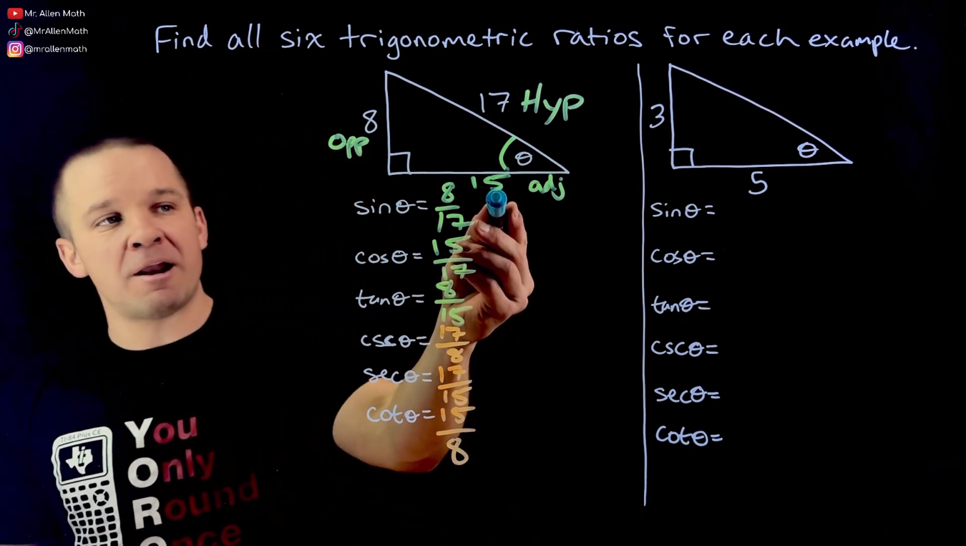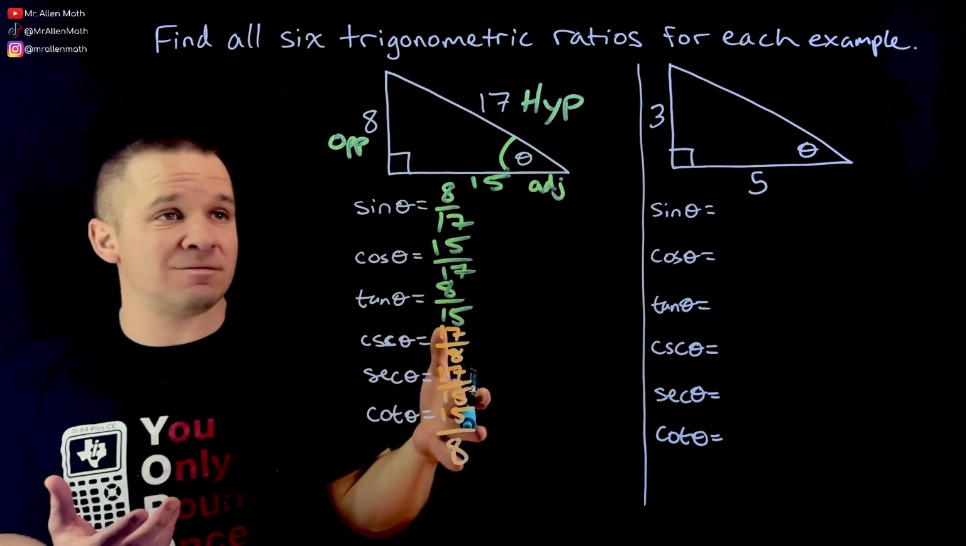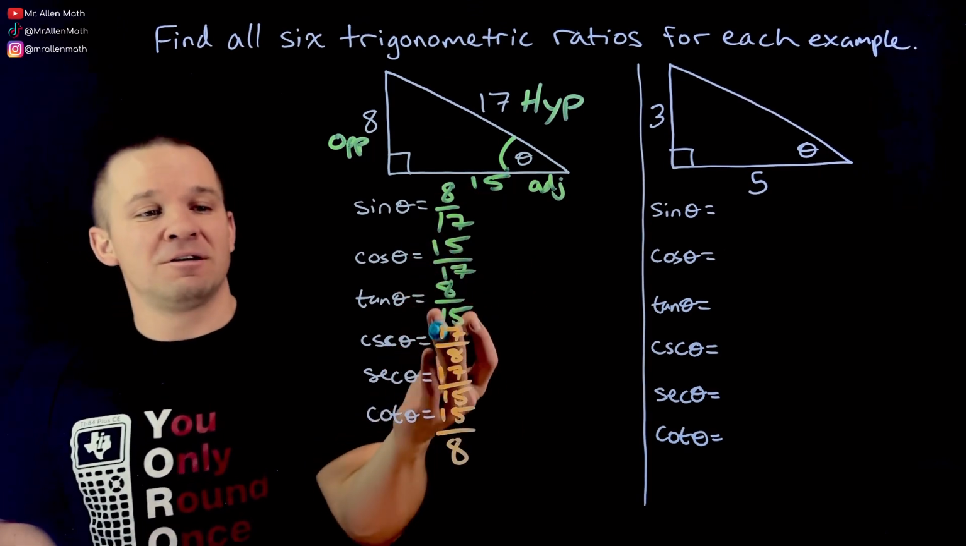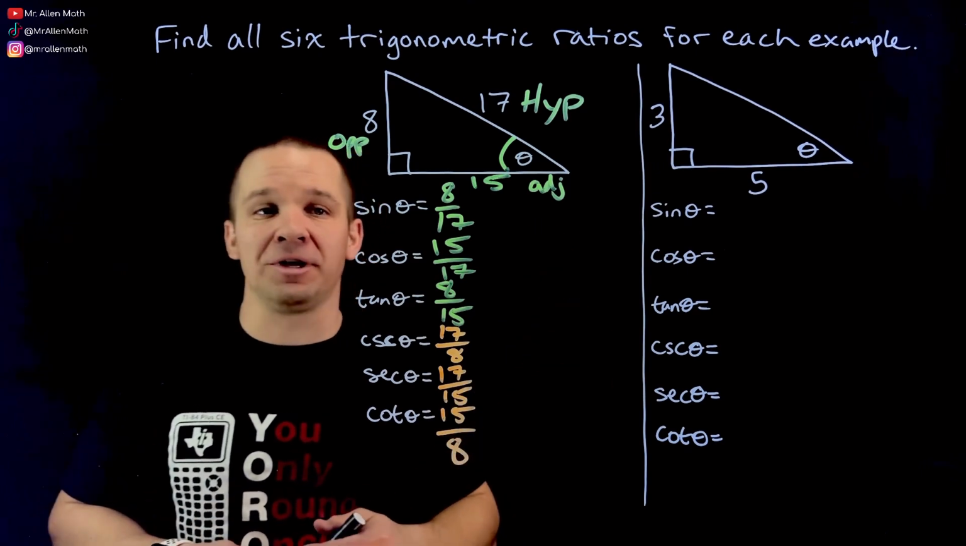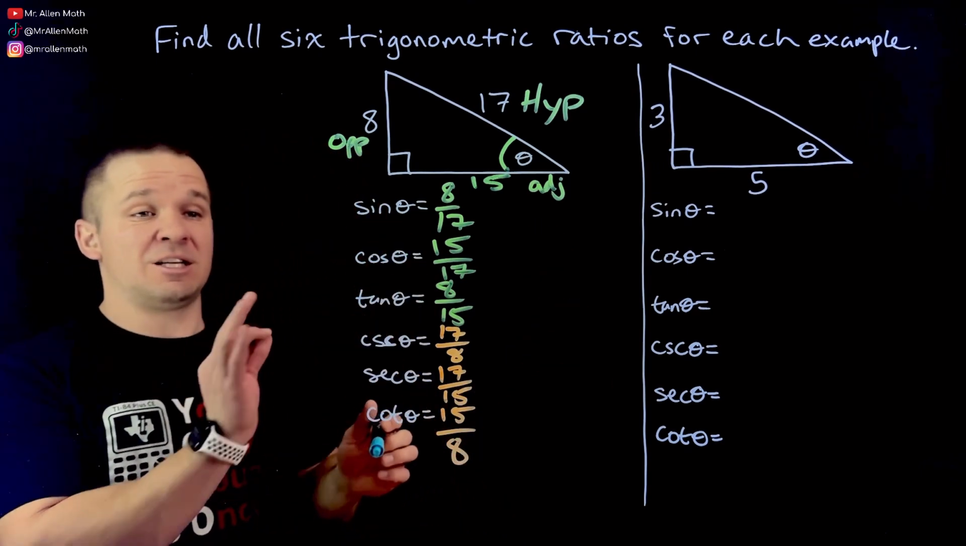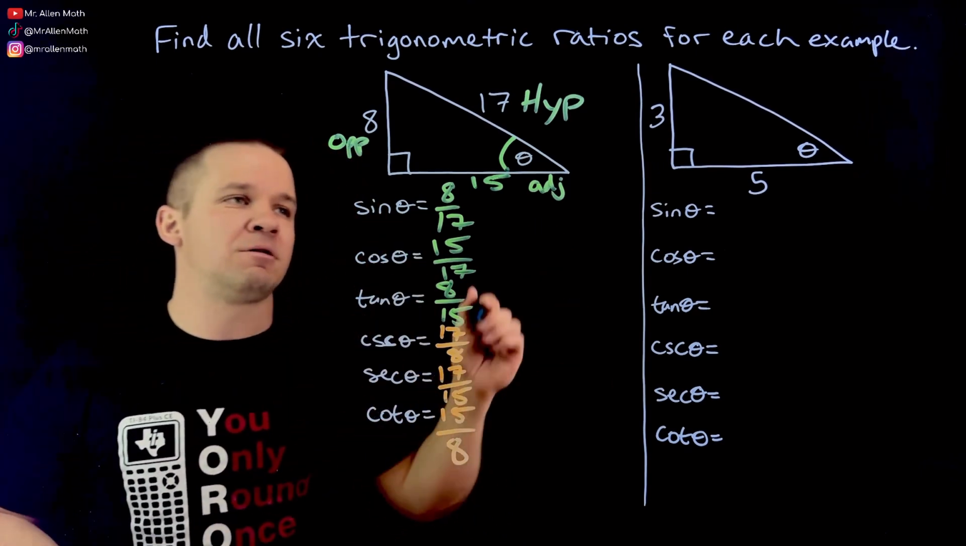But it all stems from getting that first missing side there. Otherwise, you can only do sine and cosecant. Then if you don't have that third side, you're only getting 2 out of the 6 points there. That's a third of the points. You don't want that.